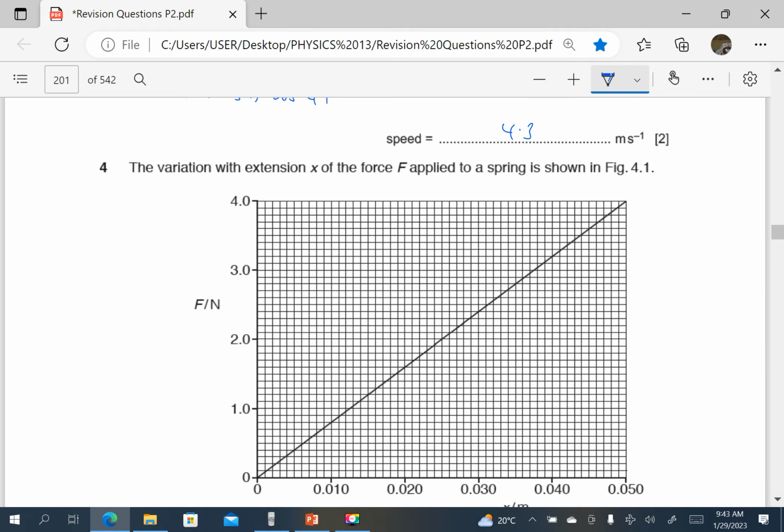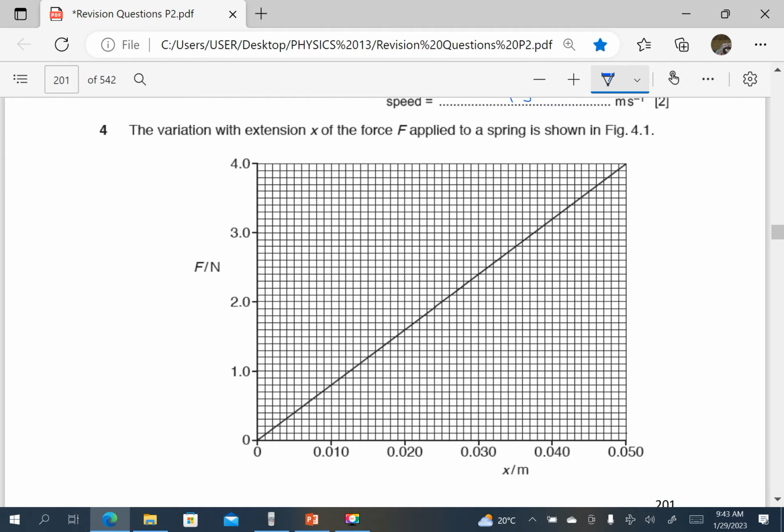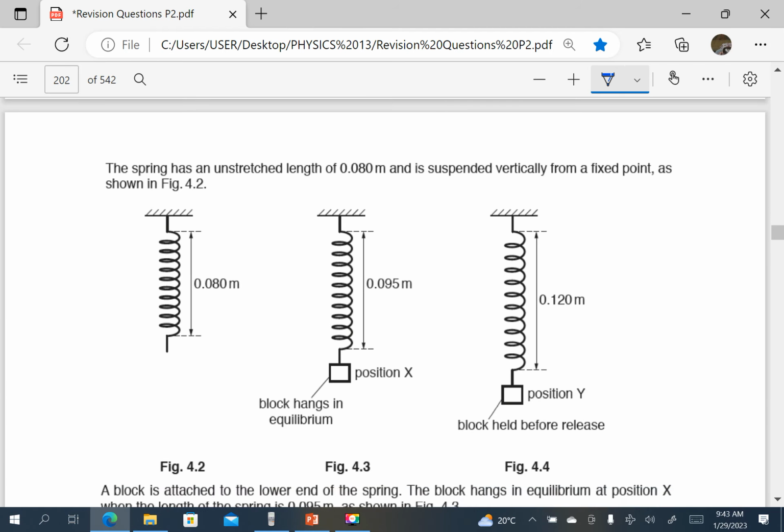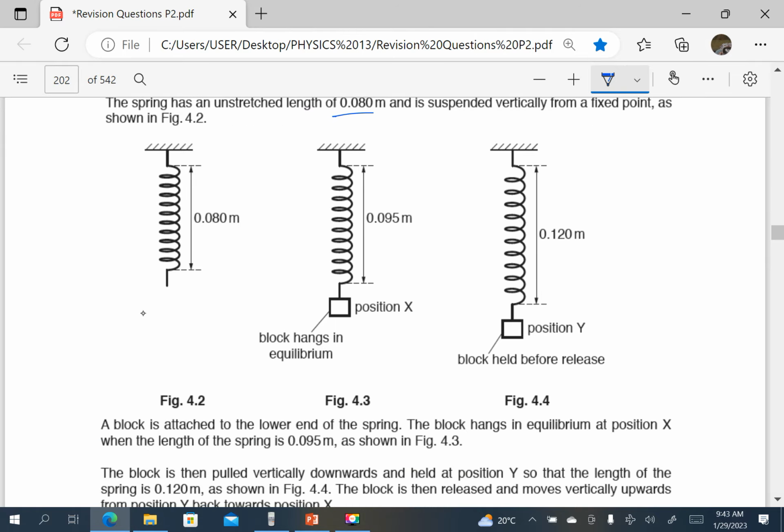The variation with the extension x of the force F applied to a spring is shown here. So it is F against x. You might have answered some of these questions because there is no clear boundary between most of these topics. Some of the questions overlap. The spring has an unstretched length of 0.08 meters and is suspended vertically from a fixed point as shown in the figure. So we see in position X, the length of the spring is that.